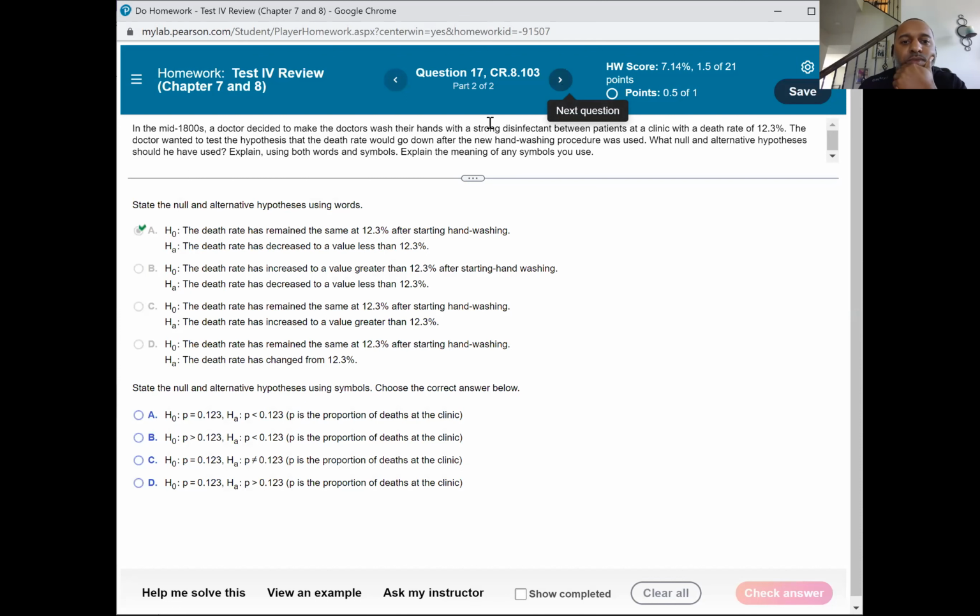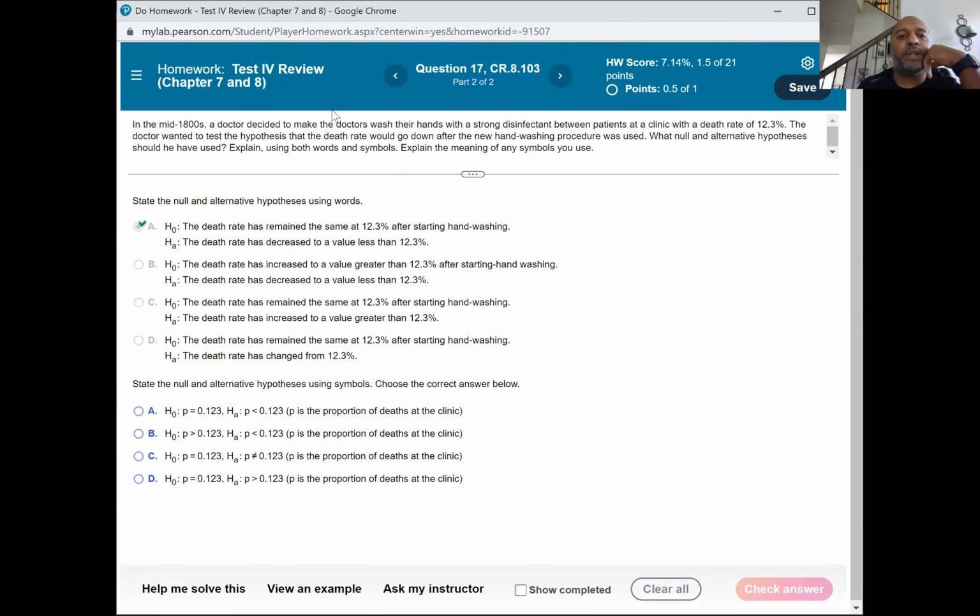So let's look at here. This one, we have some words attached. In the mid 1800s, a doctor decided to make, and no, it won't do it that way. Okay. The doctors washed their hands with a strong disinfectant between patients at a clinic with a death rate of 12.3%. The doctor wanted to test the hypothesis that the death rate would go down after the new hand washing procedure was used. What's the null and alternative hypothesis?